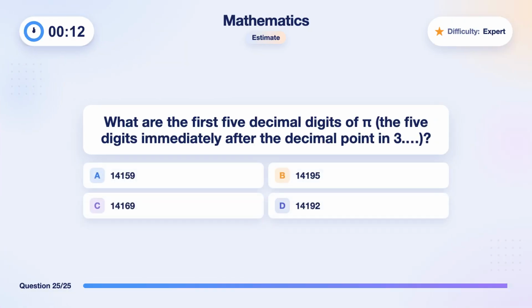What are the first 5 decimal digits of pi? The 5 digits immediately after the decimal point in 3. The choices: A. 14159, B. 14195, C. 14169, D. 14192. Think twice before you choose. Time, 12 seconds. Don't stall.